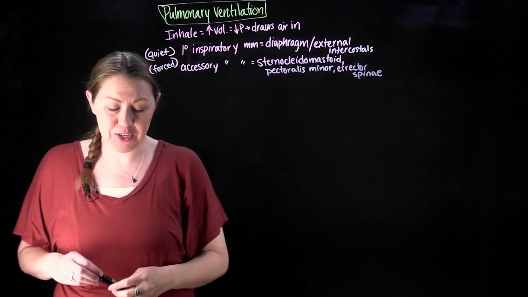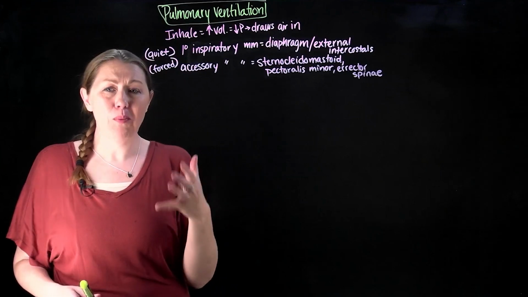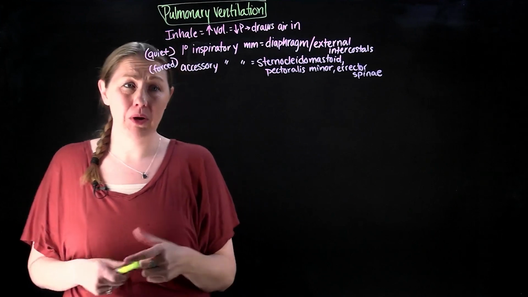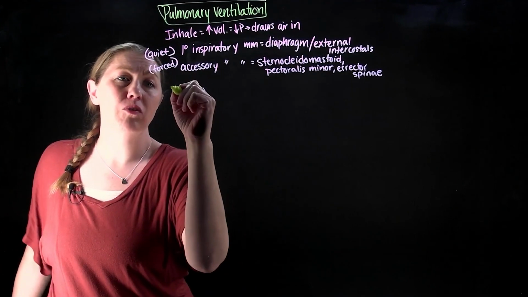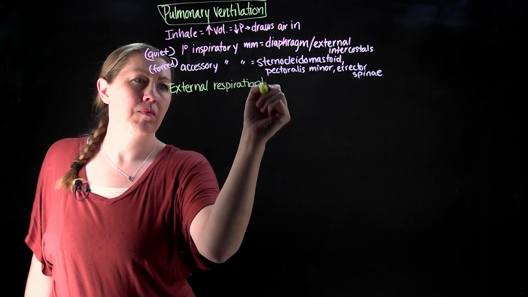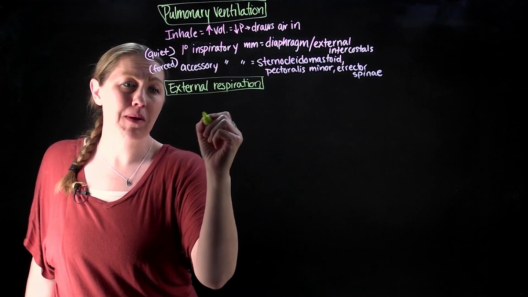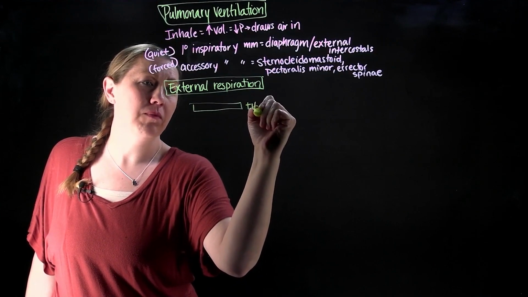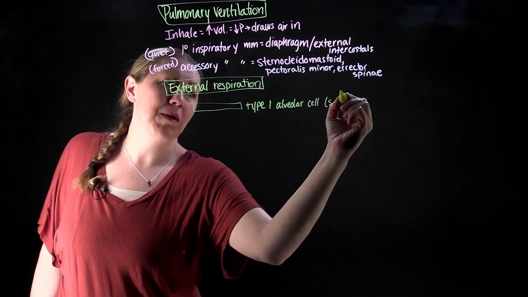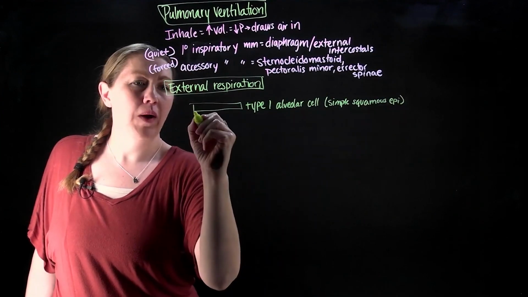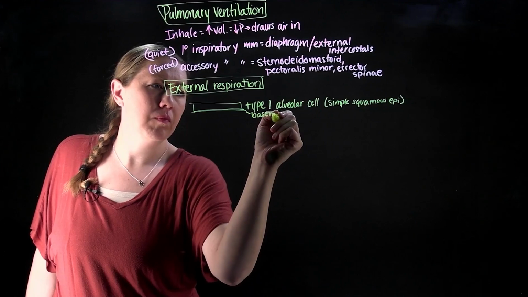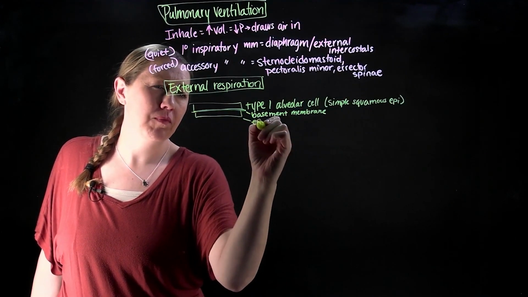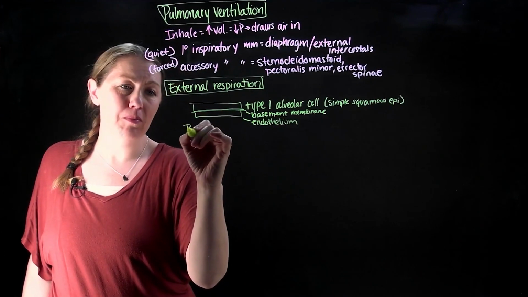So now, going back to the next question: what do we do once we get that air in? Well, the whole point on the inhale is that we want to drop off carbon dioxide and pick up oxygen. Well, what are we picking it up through? This is our next step, which is external respiration. With external respiration, you have a respiratory membrane. A respiratory membrane has three parts. You have your type 1 alveolar cell, which is just simple squamous epithelium. You have a fused basement membrane, and you have another simple squamous cell on the other side. This one's your endothelium.